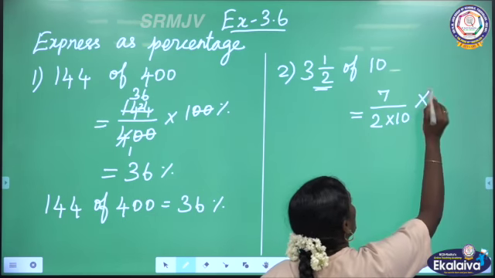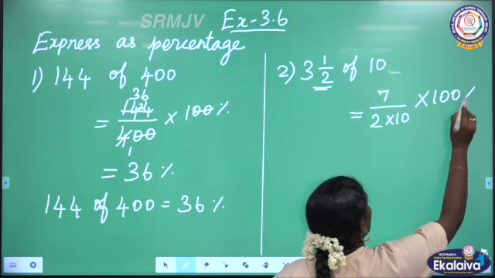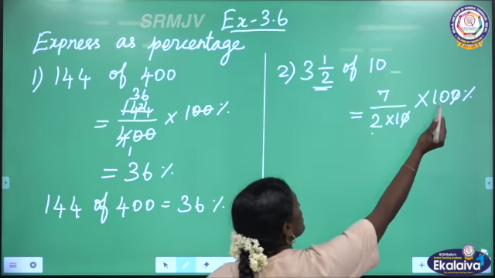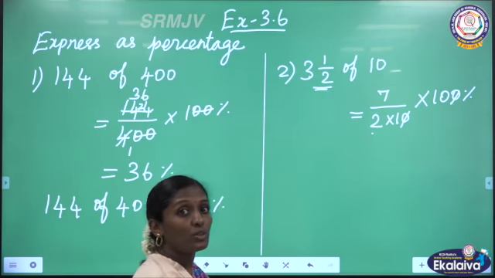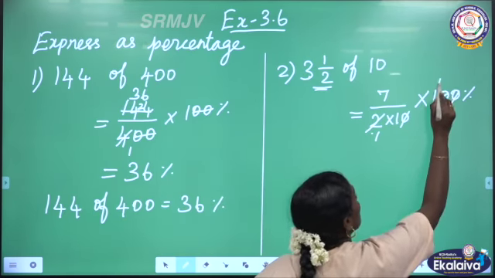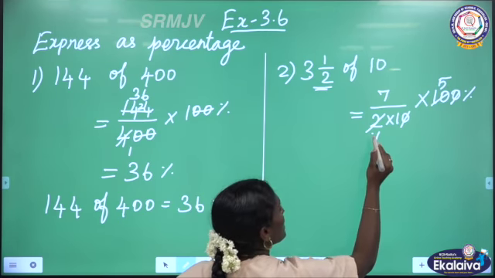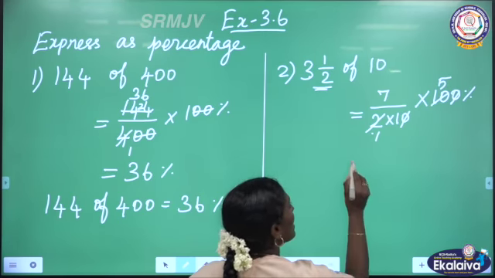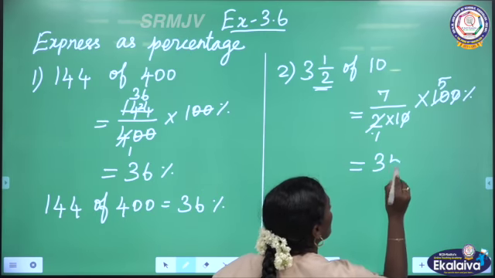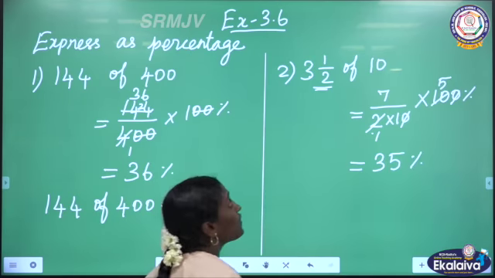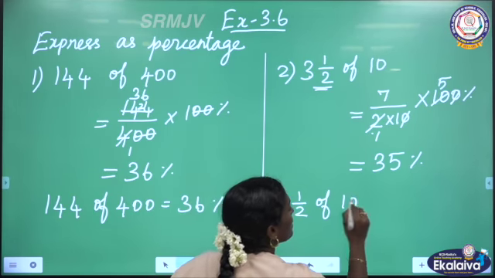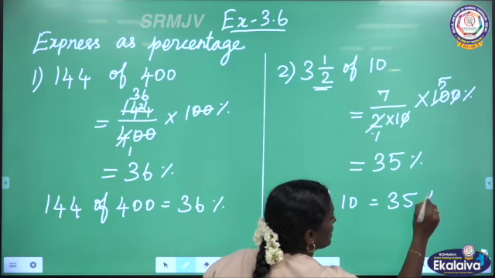Then we have to multiply the fraction by 100 percentage. Now we can cut 1 0, 1 0. Then we can reduce 2 and 10 in 2 table. Isn't it? So in 2 table 1 time. Here in 2 table 5 times. Here in denominator 1 is there. In numerator we are having 7 and 5. So we have to multiply these two numbers. 7 5s are 35. So the answer is 35 percentage. 3 1 by 2 of 10 is 35 percentage.